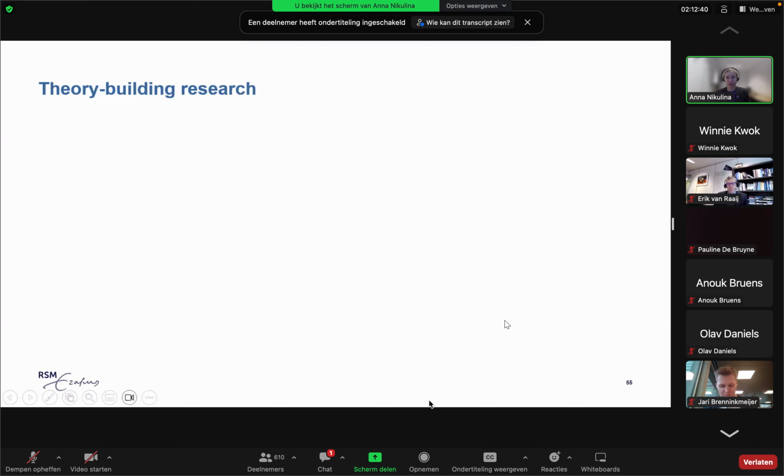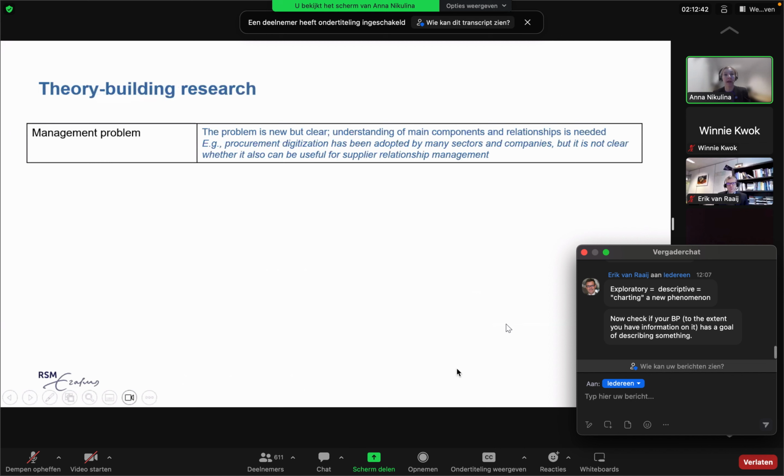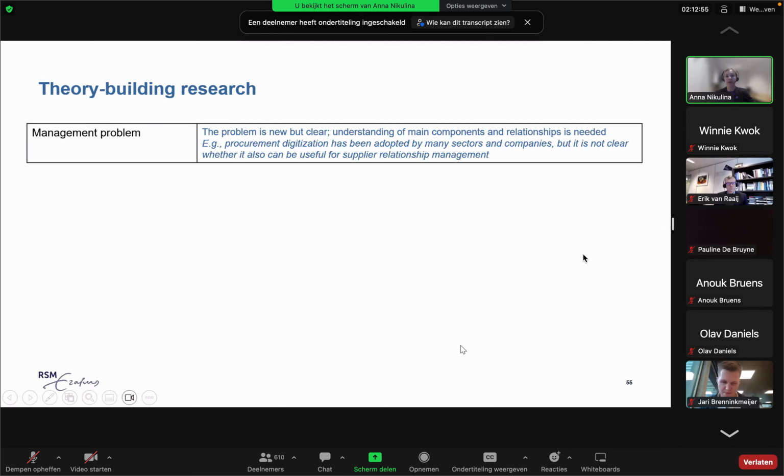Now, theory building research, the next type. So let's say the problem is still relatively new, but it's somehow clear because you are past this exploration description phase. You kind of know what are potentially, let's say, obstacles, benefits, what are the things that digital procurement can bring. So now we are at the phase where you see that many companies are adopting it, using it, but it's still not clear how it can be used for one of the key processes in procurement, which is the relationship with suppliers.